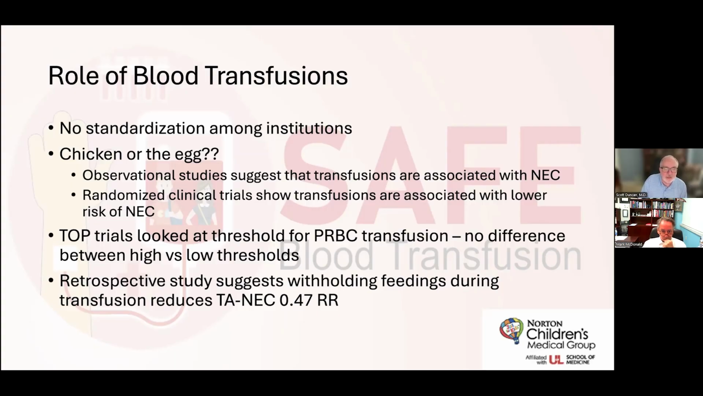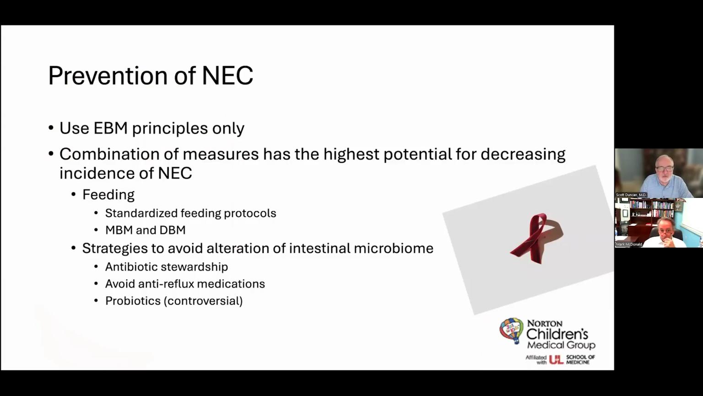So there are some studies that suggest transfusions are associated with NEC. Other randomized trials show that transfusions are associated with a lower risk of NEC. The TOP trial looked at threshold for transfusions. We didn't see any difference there. Retrospectively, we've looked and decided that withholding feeds seems to reduce transfusion-associated NEC. To prevent it, we would suggest evidence-based medicine. You could also say EBM is expressed breast milk. I like that idea too.